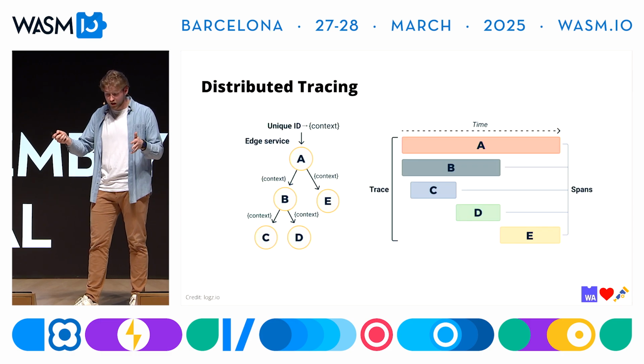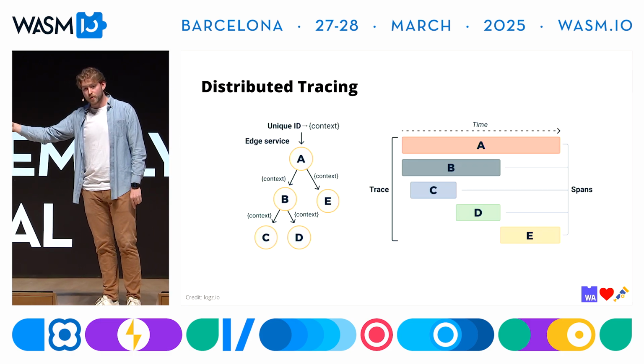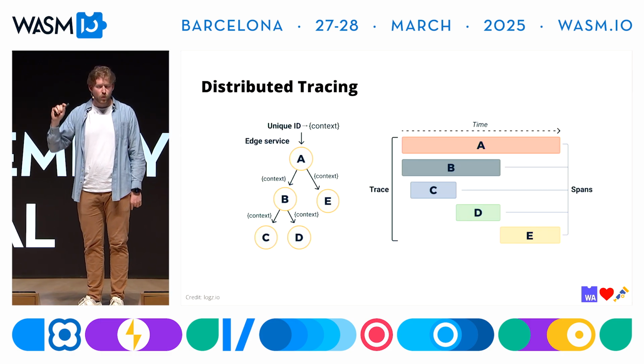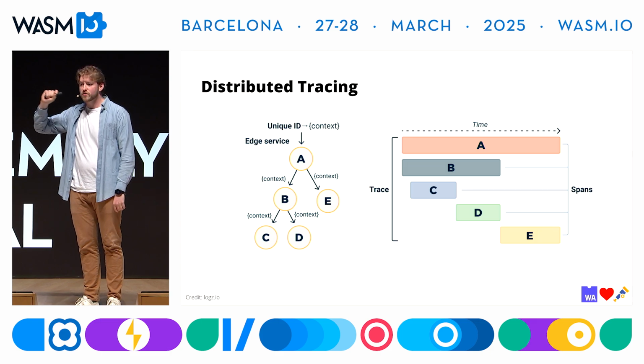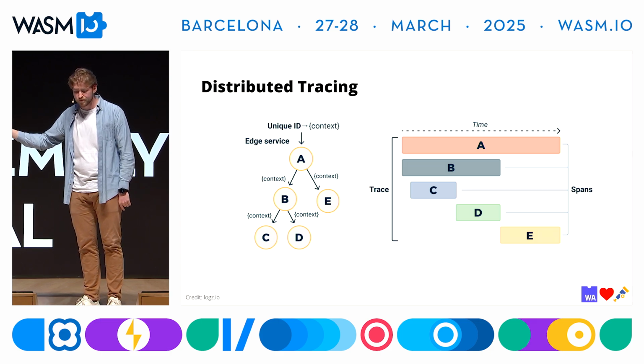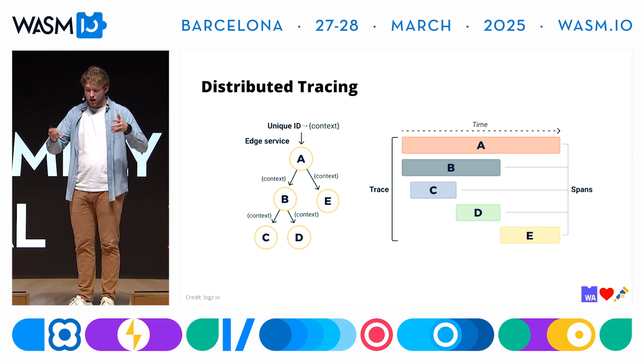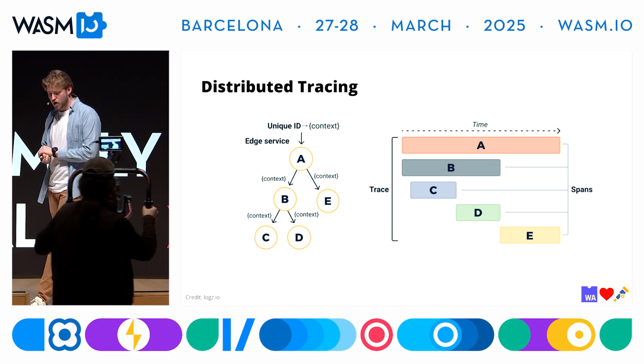So that's all pretty handy, but it gets even handier when you talk about distributed tracing, which is just, what if I could understand the flow of requests through my entire microservice architecture? So on the left here, we have a graph of a couple of services in our architecture.